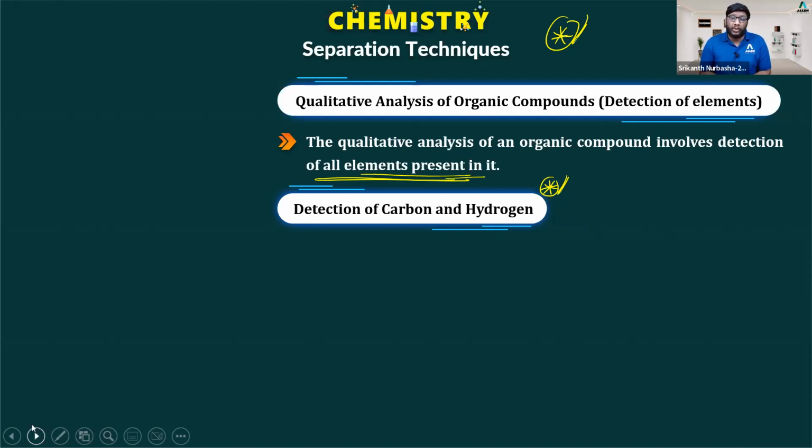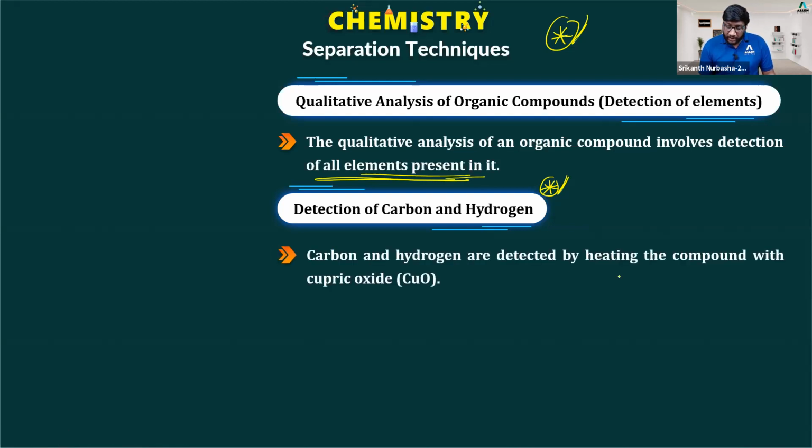Hydrogen is there or not, how to do? You treat it with CuO and then add anhydrous copper sulfate. If you see the blue color, it is because anhydrous copper sulfate, once it reacts with water, forms CuSO4.5H2O, which has a specific blue color because of d-d transitions. Yes or no? So like that, you can detect the carbon and hydrogen present in the organic compound.